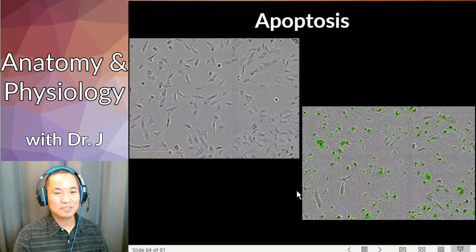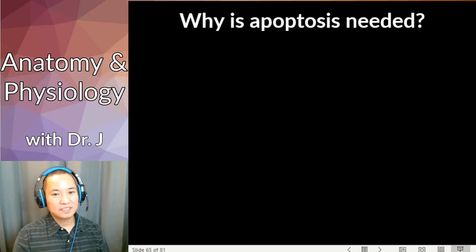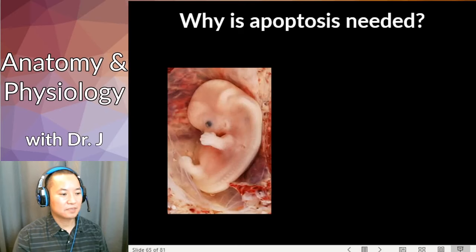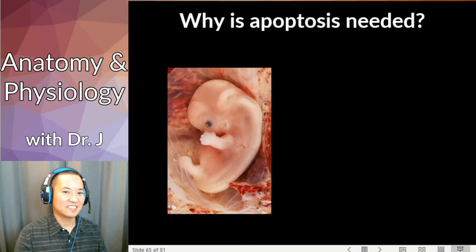But with apoptosis, sometimes you need cells to make room or get rid of cells that you don't need. So why do you need apoptosis? Well, one thing is that when you're a developing embryo, you have a tail.